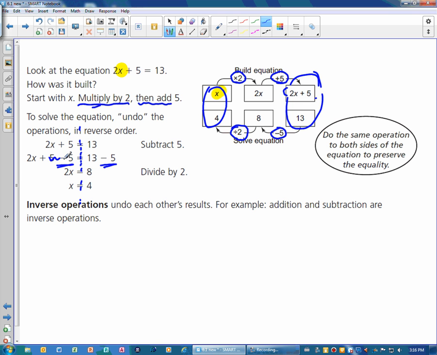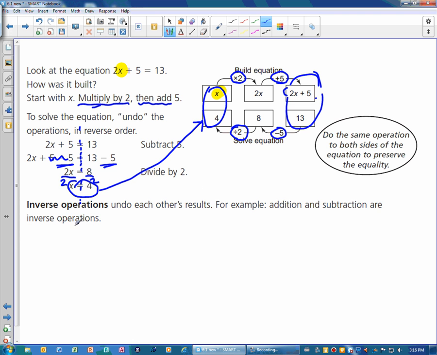So 5 minus 5 disappears, leaving the 2x. 13 minus 5 is 8. Then I want to get x by itself, so we will divide by 2. You do it to one side, you do it to the other. So that's where we end up with x is 4, just like over here in this sort of funky way that they solved it.